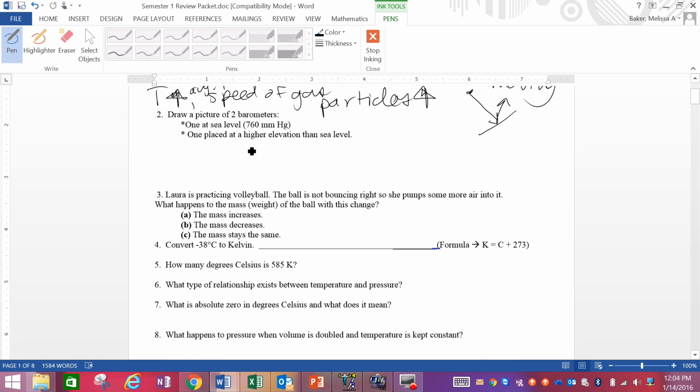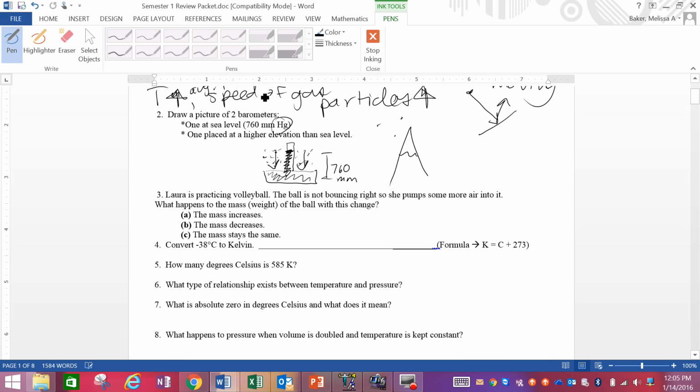Draw a picture of 2 barometers. So remember a barometer, the old-fashioned ones, had a dish of liquid mercury with a glass tube, and it was open to the air. So if you had one at sea level, there are lots of gas particles that have force and exert pressure on this liquid, pushing the liquid up into the barometer. Okay, so for example, this height would be 760 millimeters high of that mercury. So they could tell a difference in pressure using this dish of mercury.